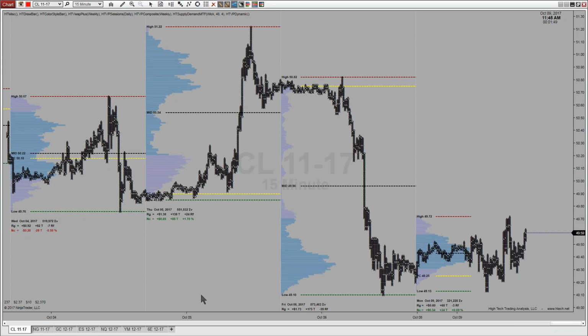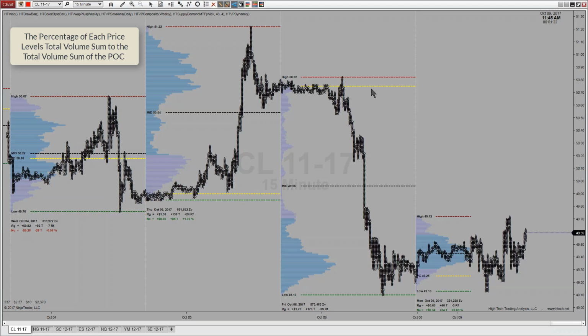Now the histogram isn't actually a representation specifically and directly of that total volume, meaning there wasn't 10 contracts traded here and this is 10 pixels, and 10,000 contracts traded here, so 10,000 pixels would be over here. So I guess what we're saying is it's not an actual representation of the total volume, it's a representation of the percentage of each value to the highest value.